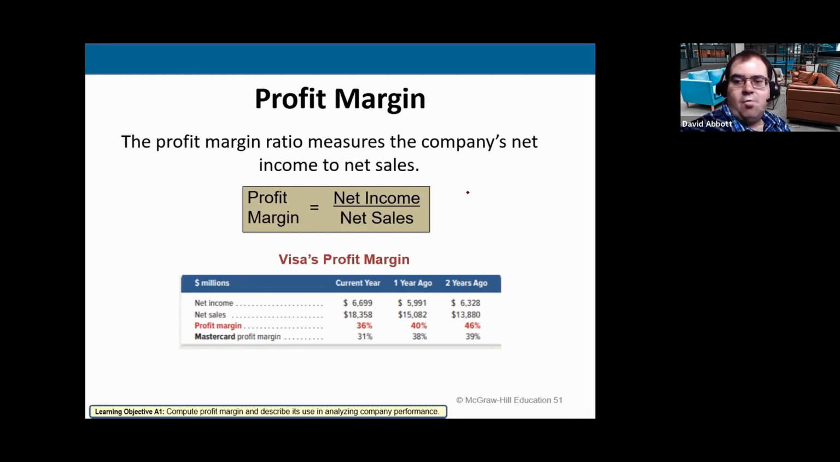Obviously, Visa is probably more popular than MasterCard. And obviously they have different expenses and different things in how they run their business. But the profit margin is one thing you can use to compare to figure out which one is doing better in terms of profitability.